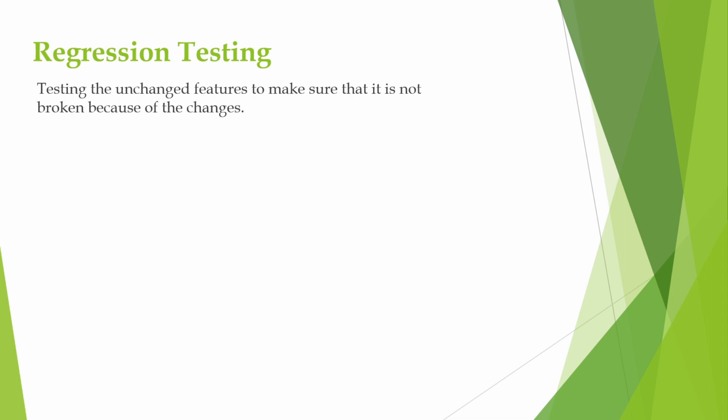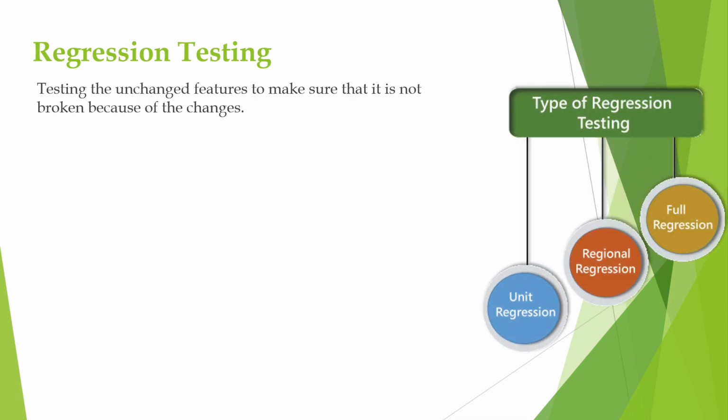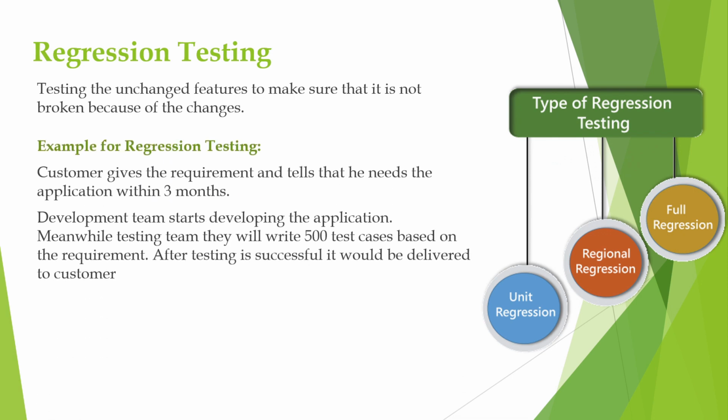Regression testing can also be defined as re-execution of the same test cases in different builds or releases to make sure that the changes are not introducing defects in unchanged features. Now we'll see how this regression testing works.